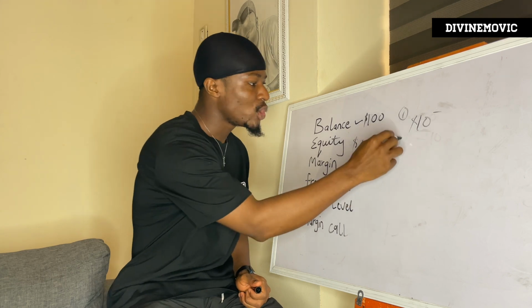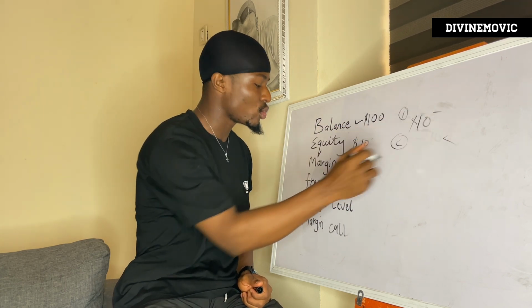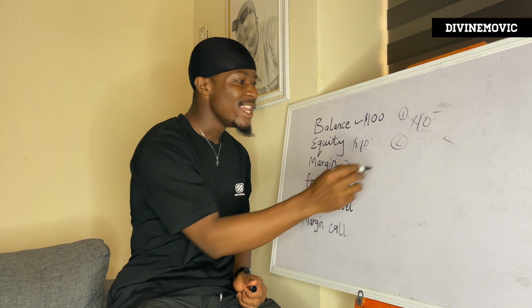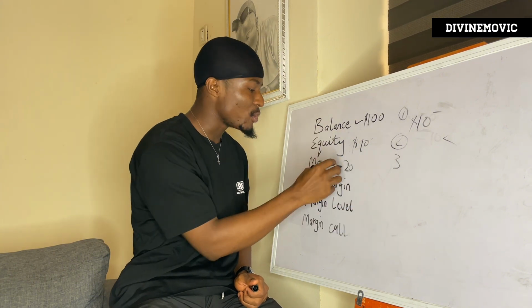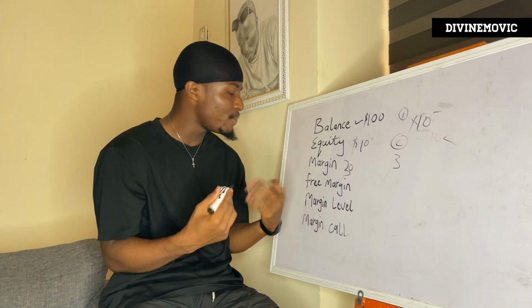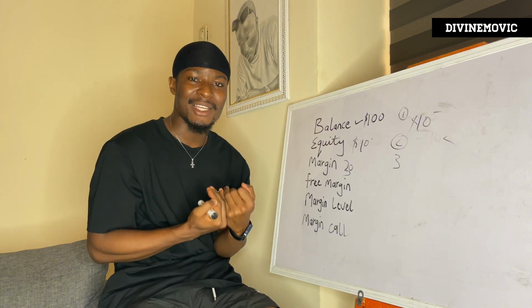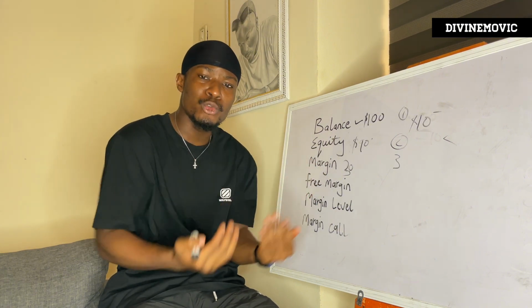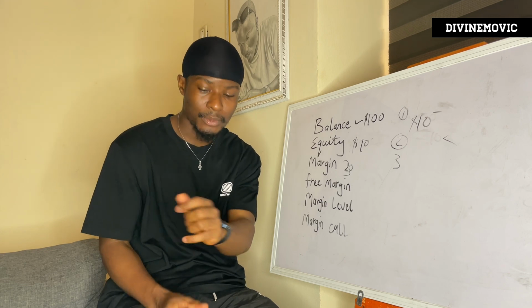Now if you open another position, they will remove another $10 to maintain those two positions, which is going to be what? $20. If you open another one, which is the third position, they will remove another $10 for you to be able to maintain that position. So margin is simply the amount of money that your broker is going to take from your account balance as collateral for you to be able to open that position and maintain that position.